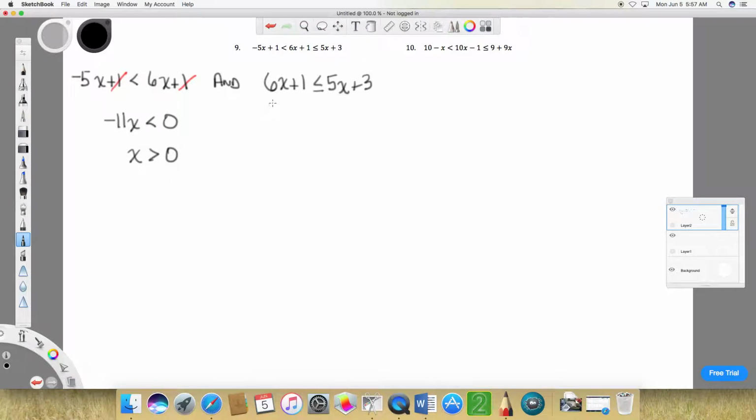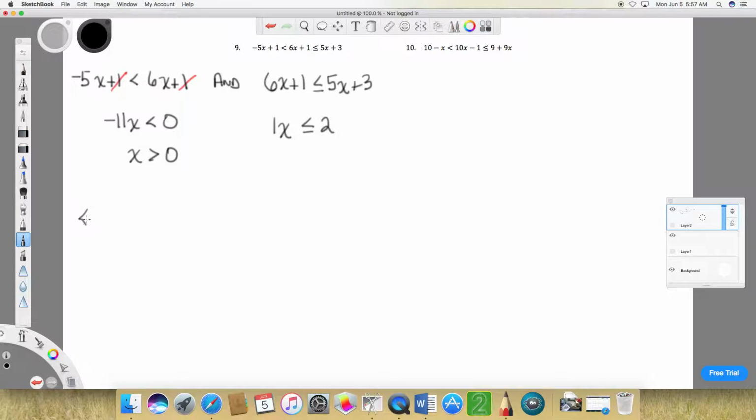Now, I need to solve this other inequality. Again, I like to have my variables on the left, so I'm going to take 5x away from each side. Then I'm going to take 1 away from each side. And I have that x is less than or equal to 2.